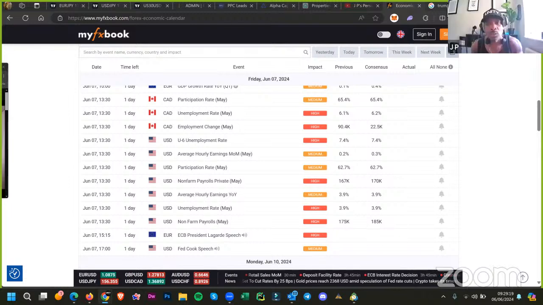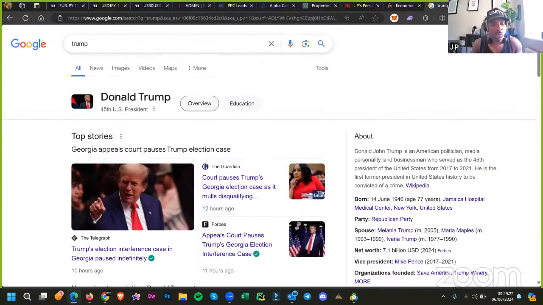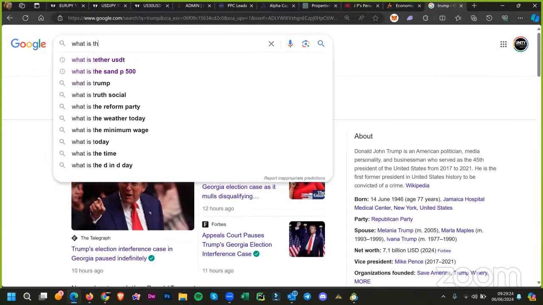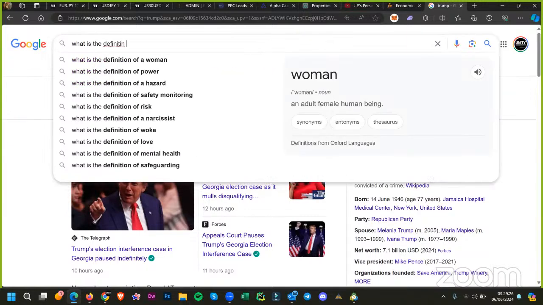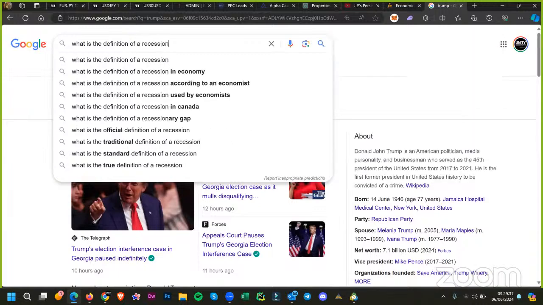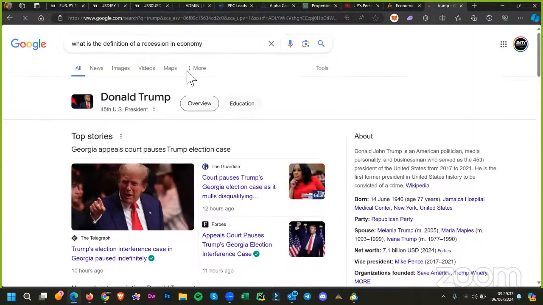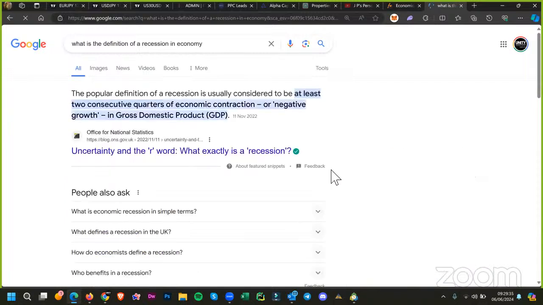What defines a recession? Two quarters of negative GDP growth is a recession. That's the definition of recession. Yeah, there you go.